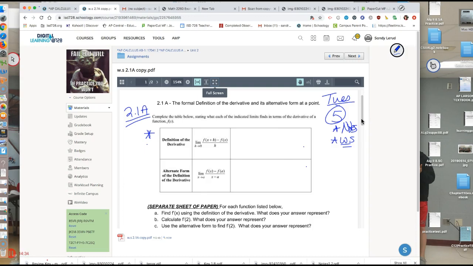So let's complete this table. Definition of the derivative. This model right here is called the formal definition of the derivative. It gives a function. The result is f prime of x, which means the derivative of f at x, which is a function of x.